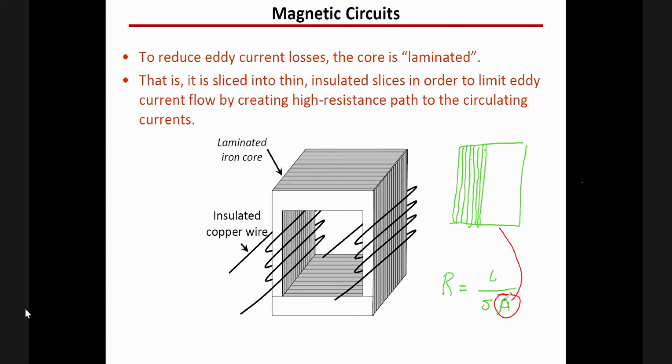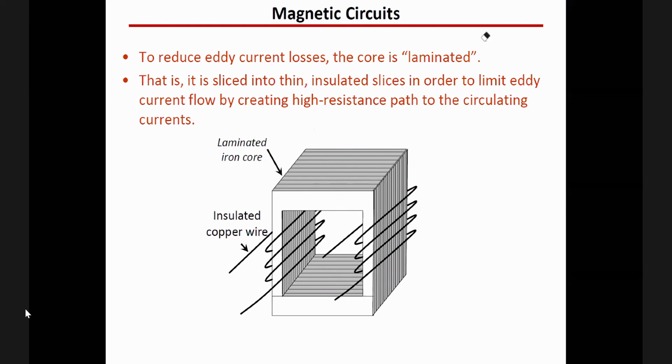From the magnetic point of view, you are not playing with this area because it is not affected by the physical separation between the sheets. So yes, we make the core laminated, meaning sheets, to increase the resistance of the material such that we decrease the eddy current losses.